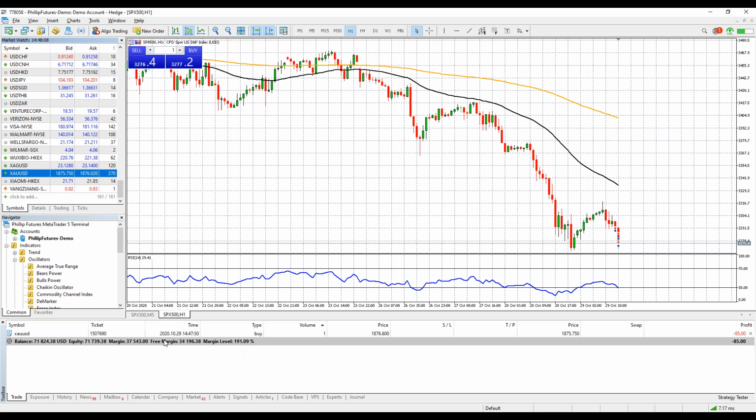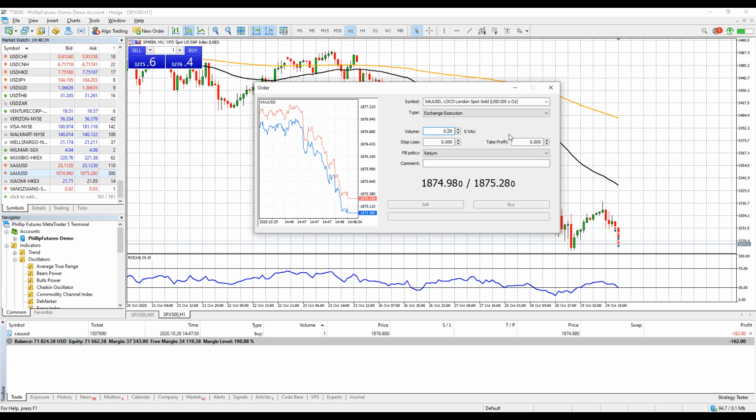So how margin level is calculated is basically your equity over your margin. So if you are over leveraging, meaning you don't have a lot of free margin left, then it will be very close to 100%. So at 100%, it also means that you have used your whole account balance as margin to place trades.